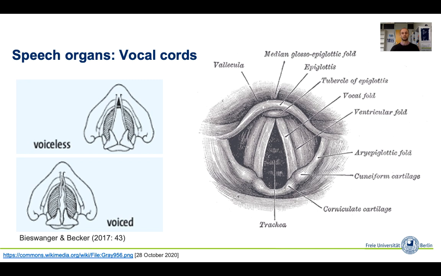So the vocal cords are located in the larynx, and they are either close together and then they vibrate, which produces voiced consonants. We'll see about that in a second. Or they are not close together and they don't vibrate, and thus producing voiceless sounds.